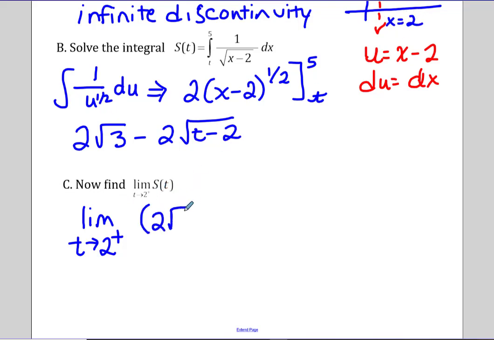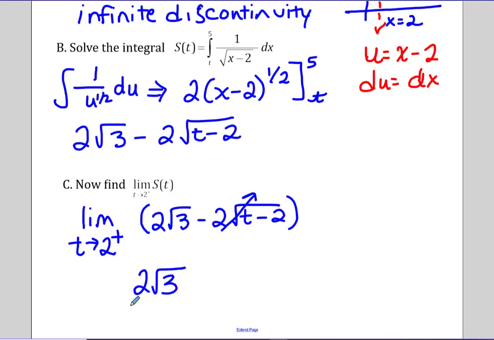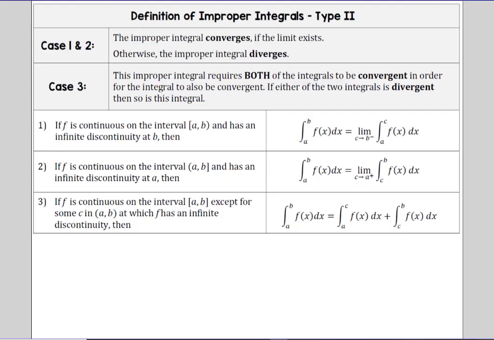So 2 radical 3 minus 2 radical t minus 2. So as t moves to 2 from the right, this is going to go to 0. And our limit is 2 square roots of 3. So this one converges. Notice how I'm evaluating the limit at the end. Don't get ahead of yourself.